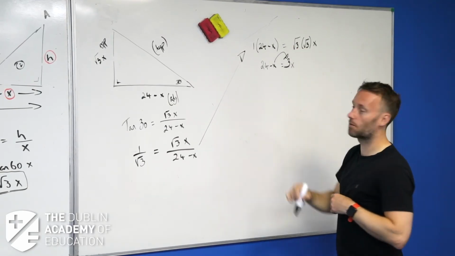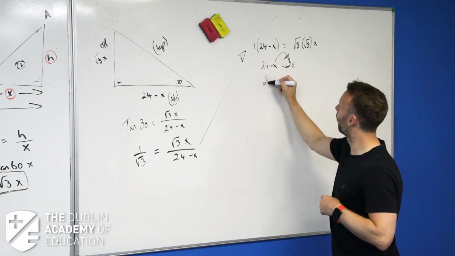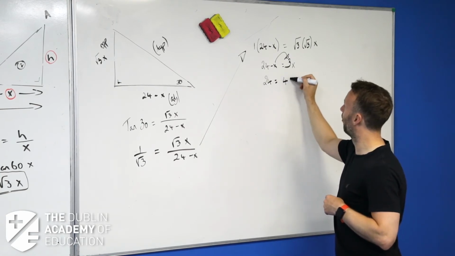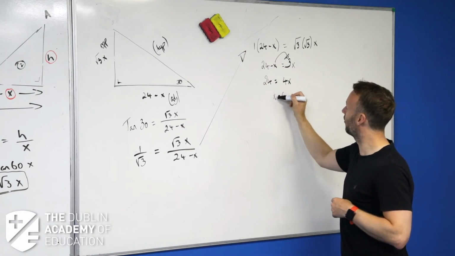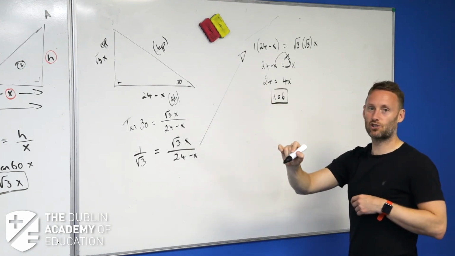Bring over the minus x, so it'll become plus x. 24 equals 3x plus x, which is 4x. So if 24 is equal to 4x, x is equal to 6. Unbelievable. Works out so nicely.